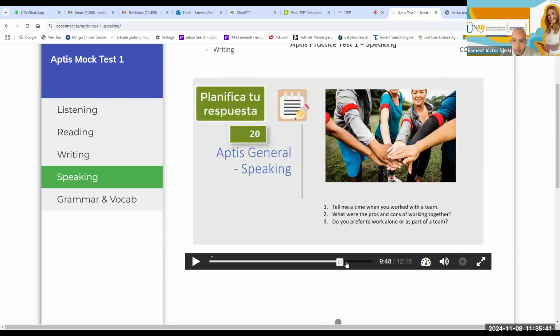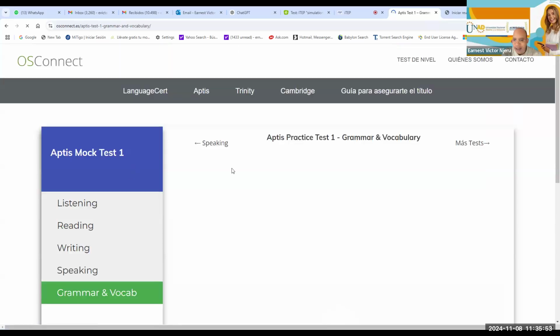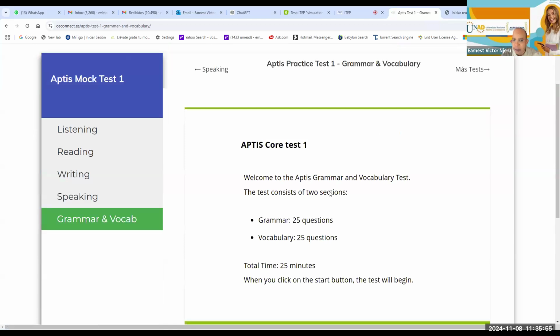And lastly, you are going to find this last question. This is the last question in the Aptis, for instance. Tell me a time when you worked with a team, the one that I was asking you actually. And the grammar part is just like that. I'm just going to show you. We are not going to answer everything, but just to show you because of the time.